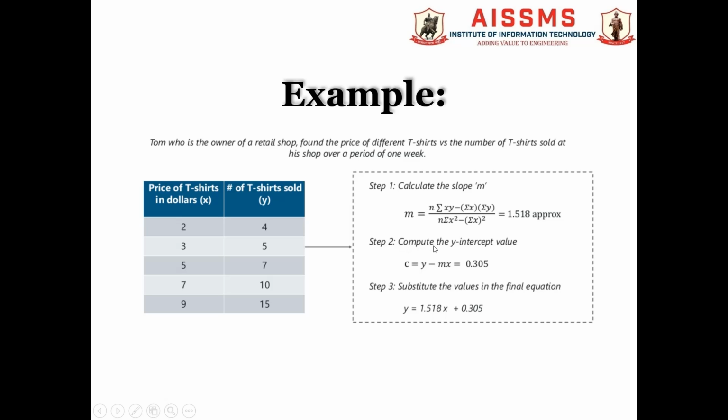So in step 2 we compute the y-intercept by using y, m and x. M we already know. For particular values of y and x we can get the y-intercept. Then we substitute that value in this equation and we get the value of y for a particular value of x. So our main aim is to get this c and the value of m. Once we get the slope and y-intercept, we can put them in for any particular value of x and we can get the value of y.